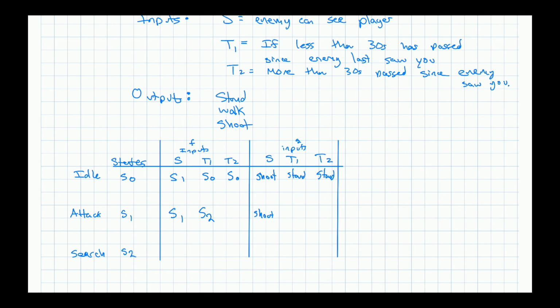Now, what if you're in the attacking state and it's been more than 30 seconds since the enemy last saw you? Well, that's probably impossible, because if it hasn't seen you for 10 seconds, it will change to the searching state. So it'll never get to more than 30 seconds in the attacking state. But we can still say what to do if that ever happens, and then your code won't have a bug if some crazy thing happens. So we'll say no matter what, those will both go to S2.